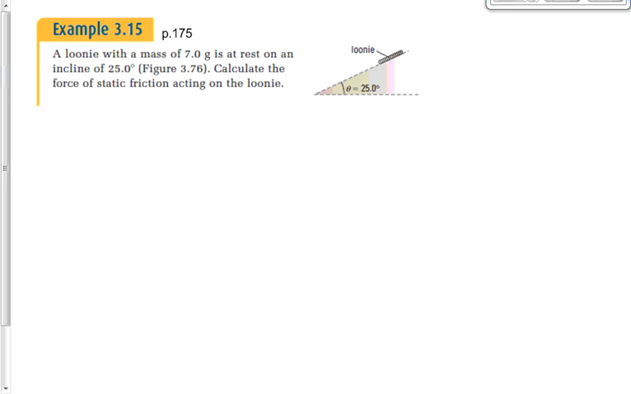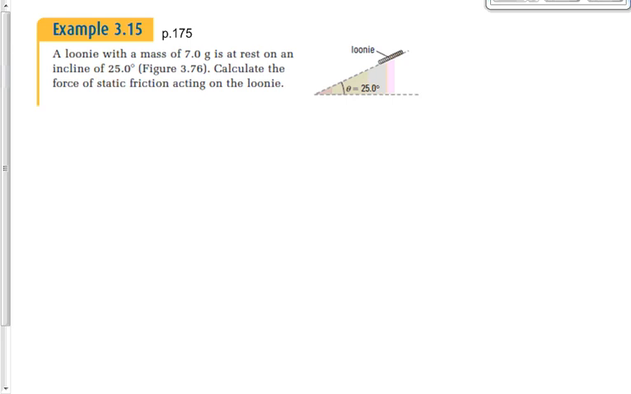All right, let's try another one. Looks a lot the same, except this time it's a loonie instead of a skier. There's friction, except, oh wait, it's static friction instead of kinetic friction. What do you know about this loonie if we're trying to find the force of static friction acting on the loonie? It isn't moving, right? It's at rest.